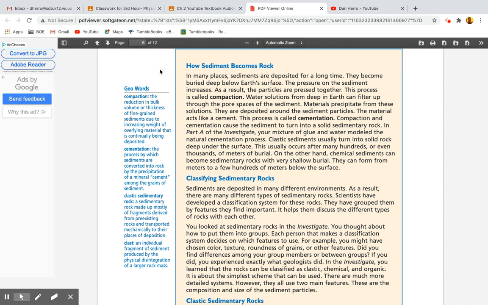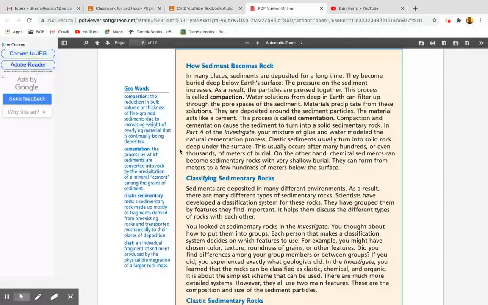How sediment becomes rock. In many places, sediments are deposited for a long time. They become buried deep below Earth's surface. The pressure on the sediment increases. As a result, the particles are pressed together. This process is called compaction. Water solutions from deep in Earth can filter up through the pore spaces of the sediment. Materials precipitate from these solutions. They are deposited around the sediment particles. The material acts like a cement. This process is called cementation. Compaction and cementation cause the sediment to turn into a solid sedimentary rock.